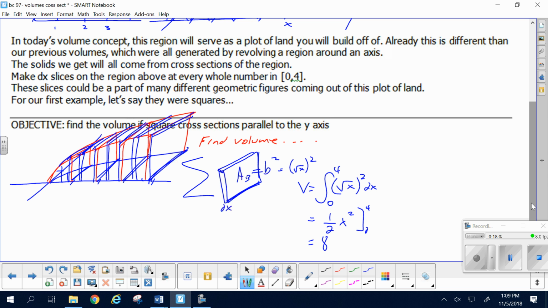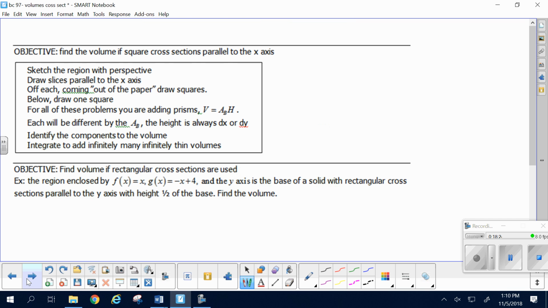Notice there's no pi in there. Why not? There's no circle component to this. It's not like we're taking this and revolving it. There's no circle component. It's just straight up geometric areas. No circle.